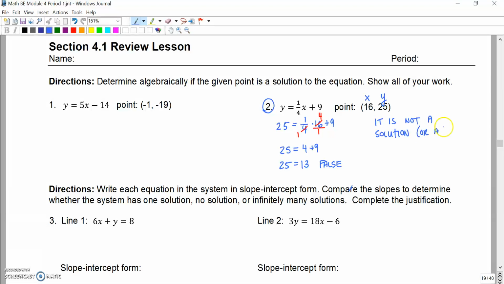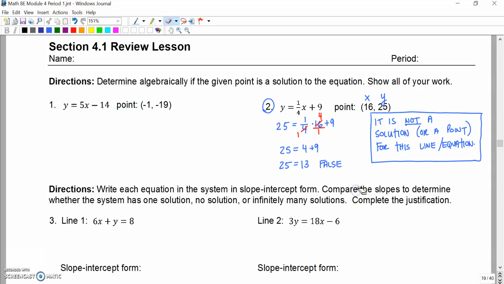And we'll say that this is not a solution or a point for this line or equation. And so on a line, there are lots, in fact, infinitely many points. And there's also a lot or infinitely many points that are not on the line. And this point, 16, 25, is not on this line. You'll do the same thing for number 1 carefully and see if you end up getting a true or false, verify or check.